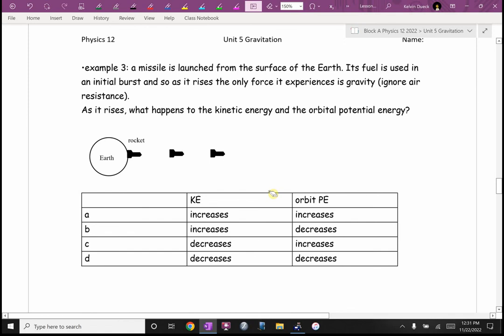let's continue. A missile is launched from the surface of the Earth. Its fuel is used in an initial burst. So let's say it hits full speed right away, the split second it leaves. Let's say that v_i isn't zero, v_i is full. And then it coasts the rest of the way. As it coasts, what would happen to its speed? So we fired all of our rocket fuel, and now we're coasting. What's going to happen to our speed?